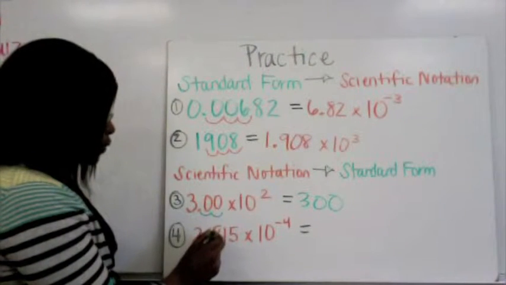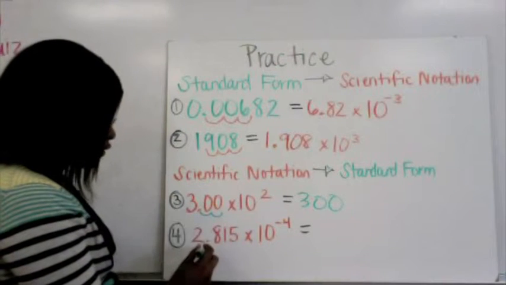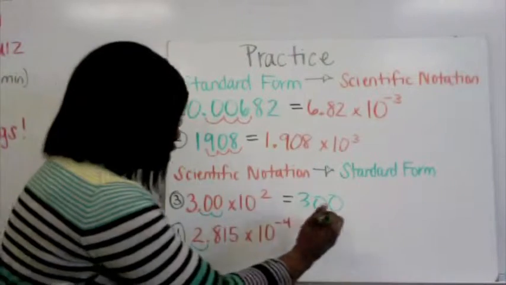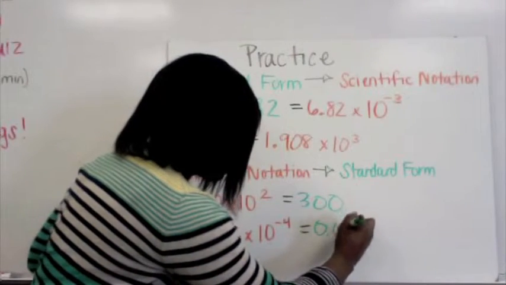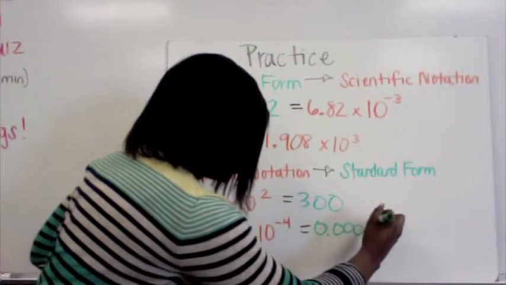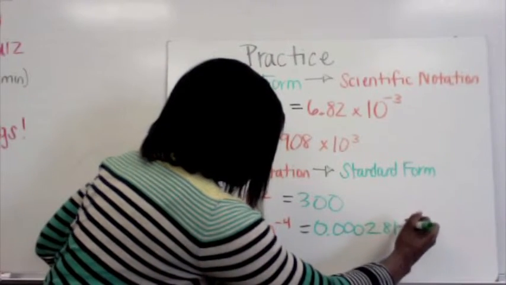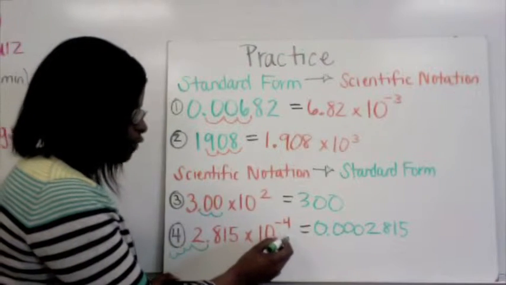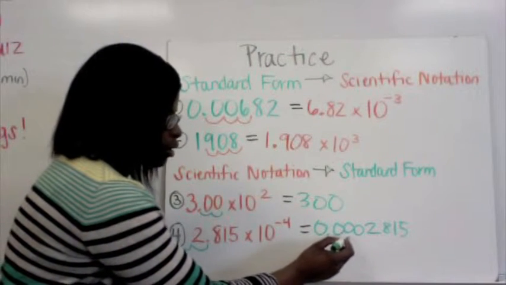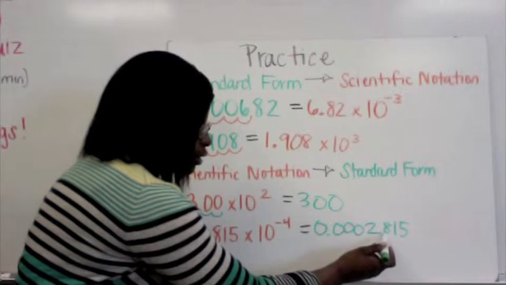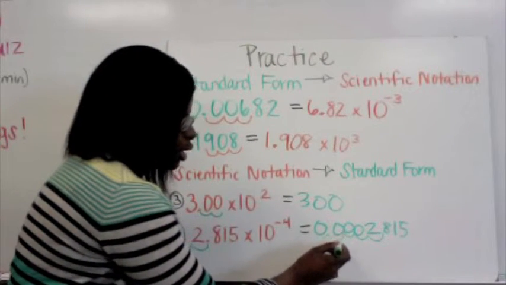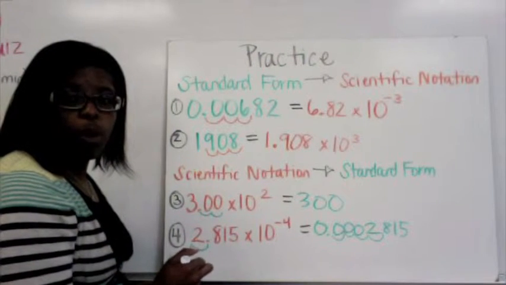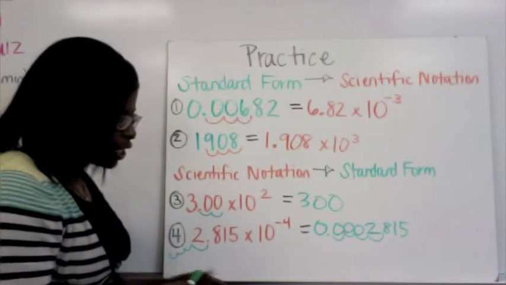Here we're going to do the opposite, so we're going to start here and actually go to the left. So it's going to be 1, 2, 3, 4. What is that going to look like? A 0 here. 1, 2, 3, 2, 8, 1, 5. So 2.815 times 10 to the negative fourth is the same as 0.0002815. So that was 1, 2, 3, 4, if you can tell the difference. So this will get easier with more practice. Let me know if you have any questions.